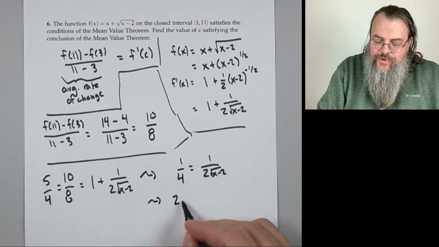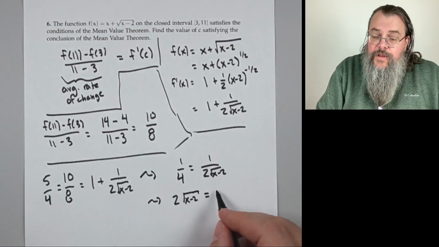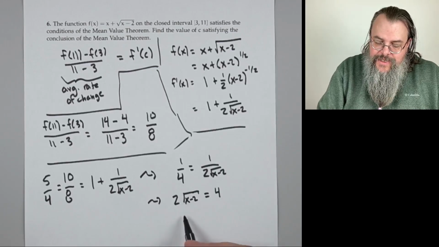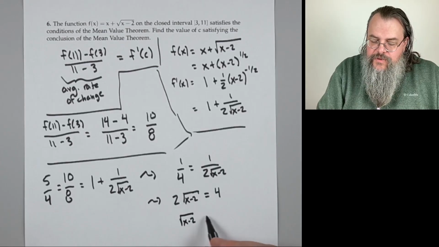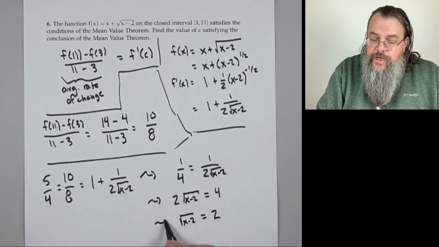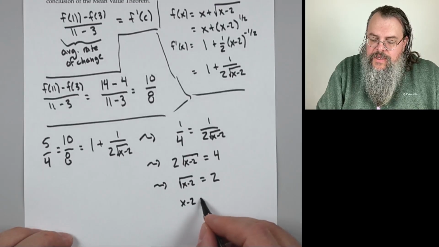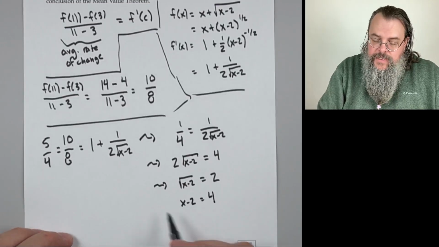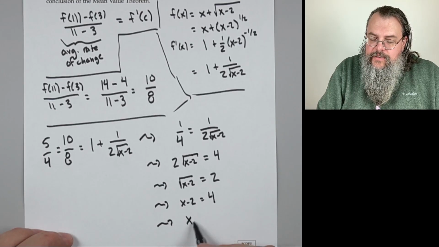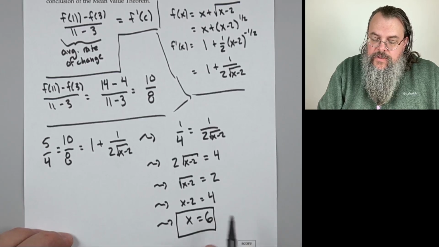That tells us 2 square root of x minus 2 has to equal 4. Divide by 2. Square root of x minus 2 has to equal 2. Square both sides. X minus 2 has to equal 4. And finally, add, and we get x equals 6. So that's what we're after.